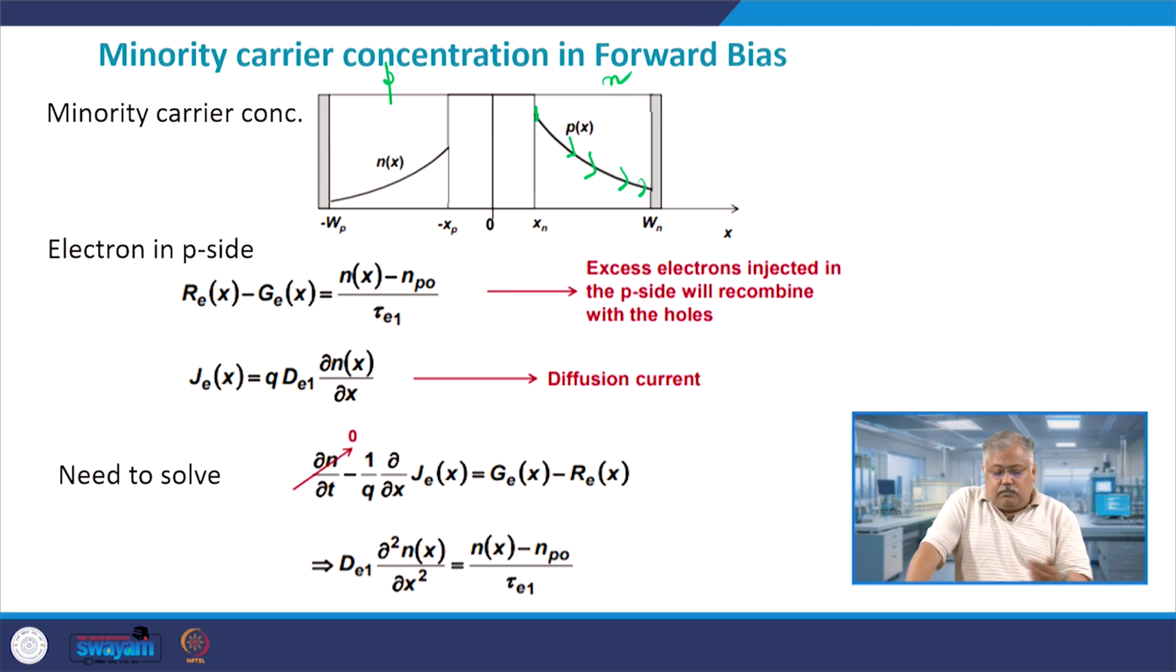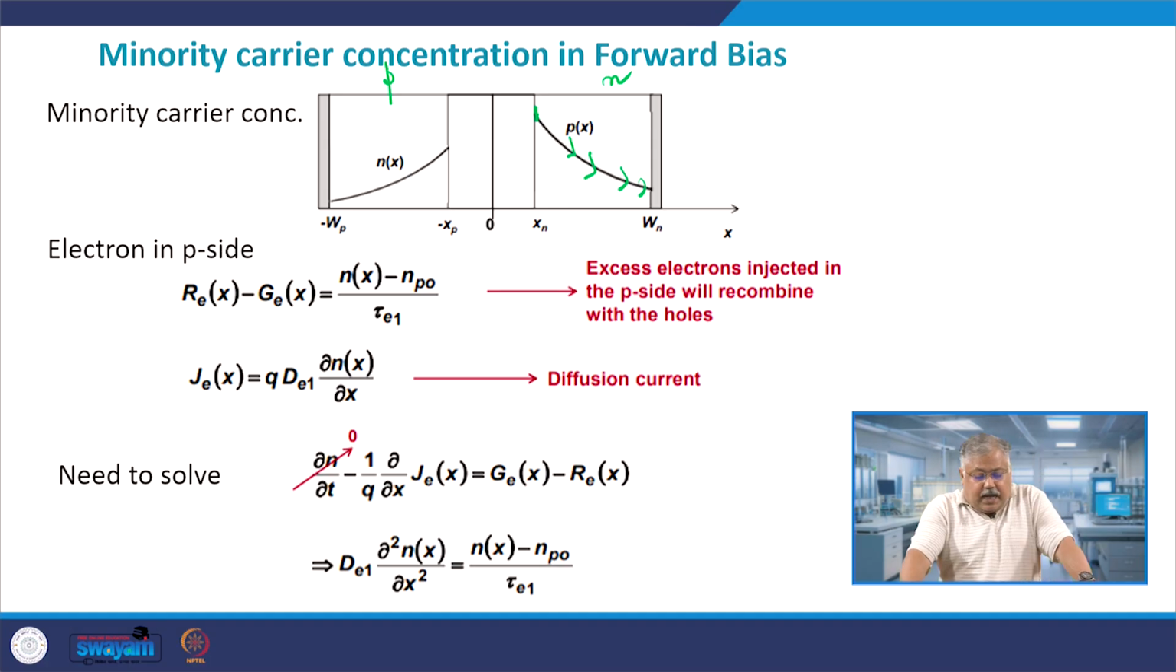Why it cannot be found inside the depletion region or the quasi neutral region is because the strong electric field will throw them out either on the left or right. Same thing is happening with Nx. Nx is the minority carrier concentration for electrons on the p side, right.